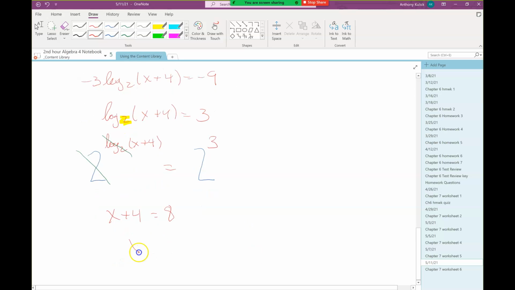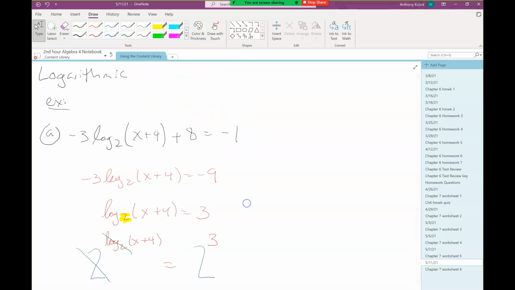And then we just need to subtract 4 from both sides. But we're not done. Logarithmic equations can have extraneous solutions, so we need to make sure we're checking our answers. The check, however, is quite easy. All you need to do is go back to the original equation.